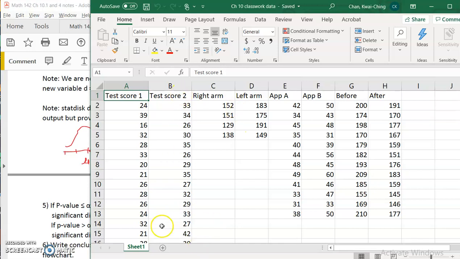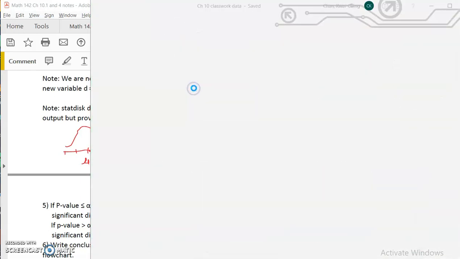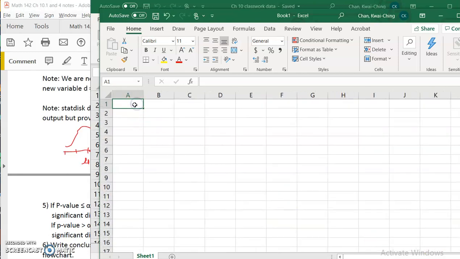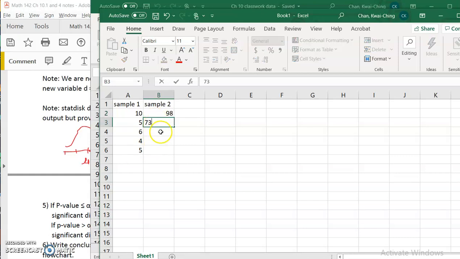So say, for example, let's do a new file. If you have data from two different samples, right? So this is sample 1 and this is sample 2 and they are matched. So for example, 10, 5, 6, 4, 2. And then this is 8, 73, 67, 87, 56, like that. Okay, so let's say that this is two samples.